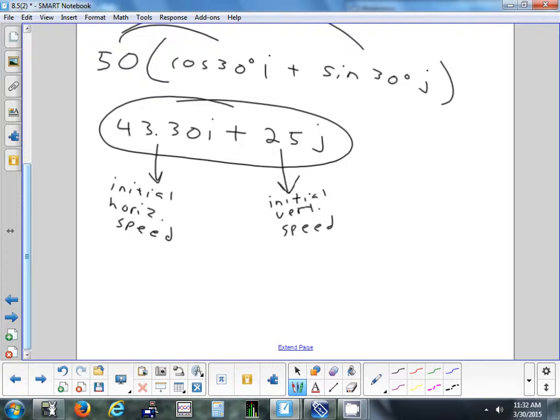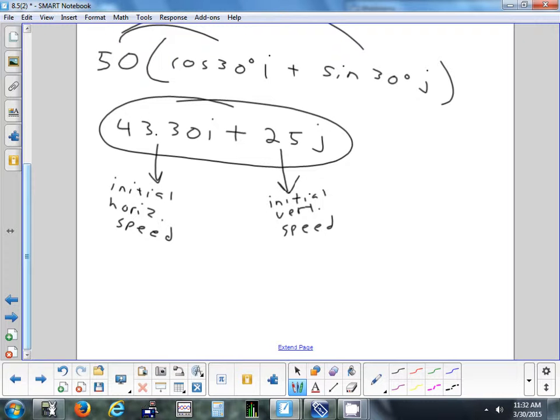Okay? And in this case, time up equals time down. So however long it takes to get to its highest point, that's how long it takes to fall back down from the highest point. So if we know how long the object is in the air, and we know our horizontal speed never changes, we could find out how far it goes.